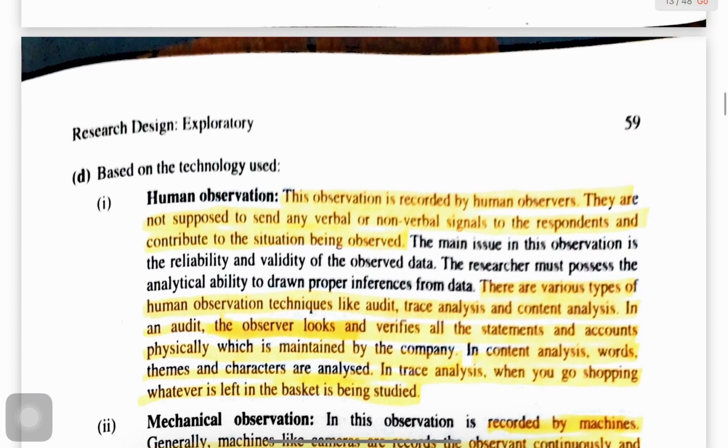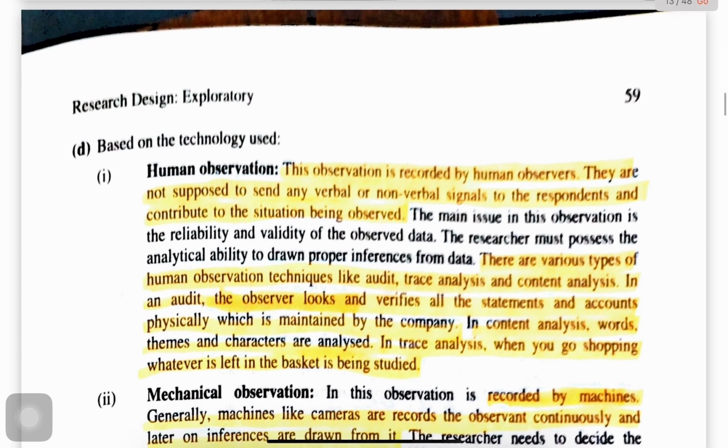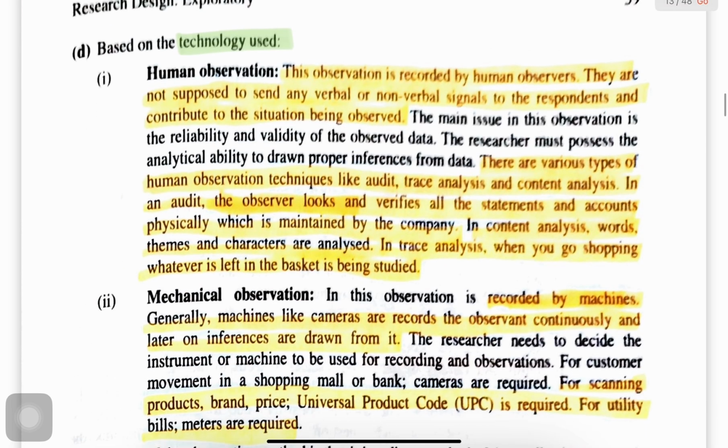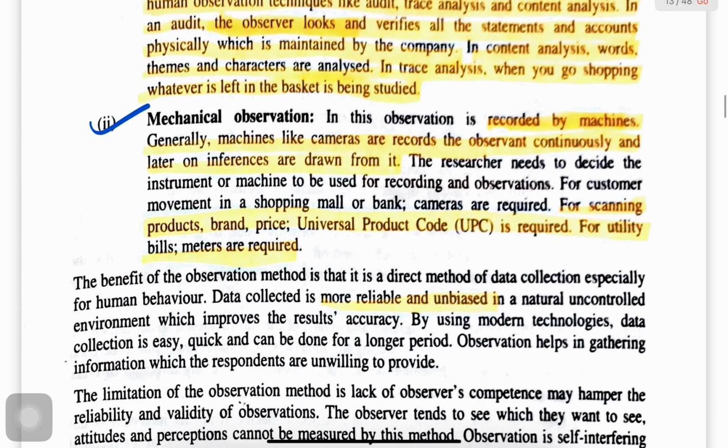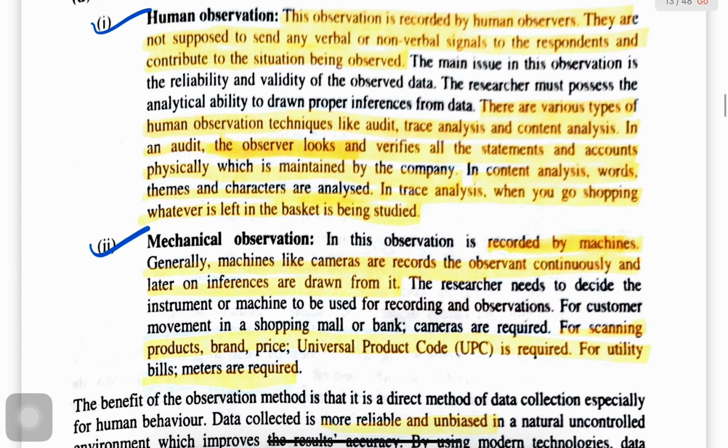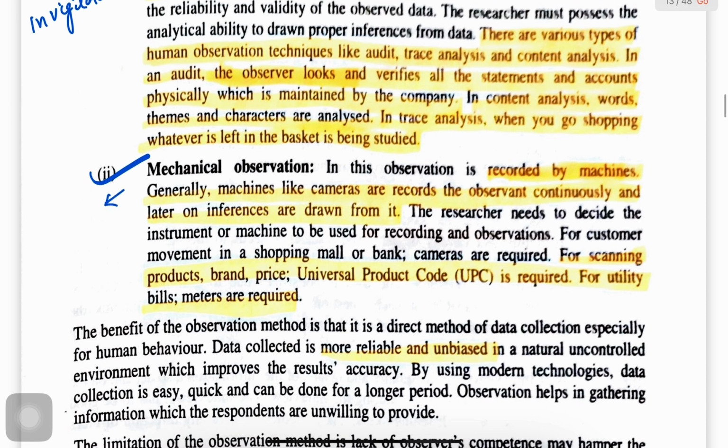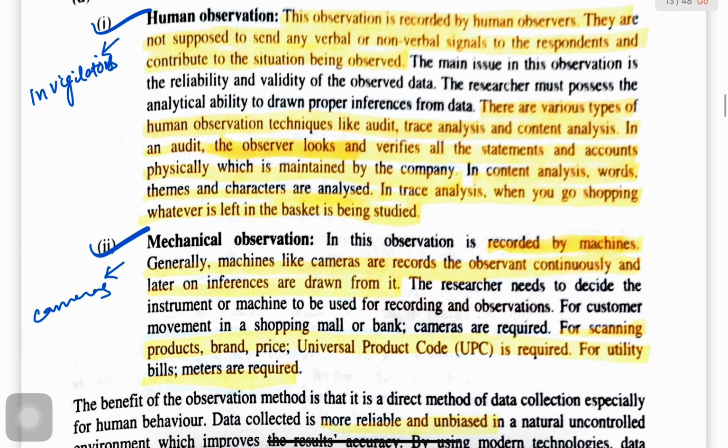Okay, and the last is the technology used, in which we have human observation and mechanical observation. The best example for human observation is the invigilators in our exam centers. The best example of mechanical observation is the cameras installed at various convenience stores. Human observation is recorded by human observers. They are not supposed to send any verbal or non-verbal signals to the respondents or contribute to the situation.